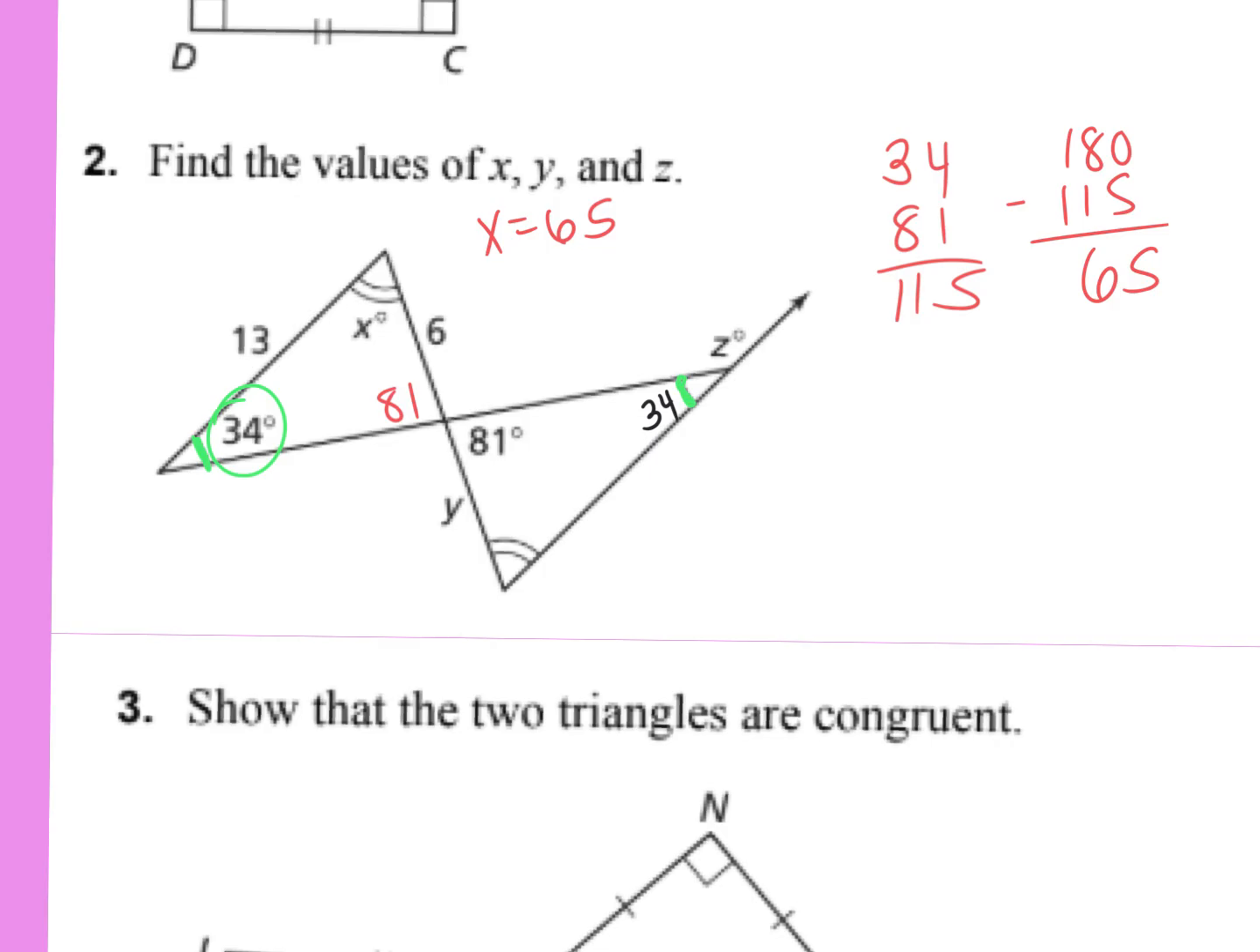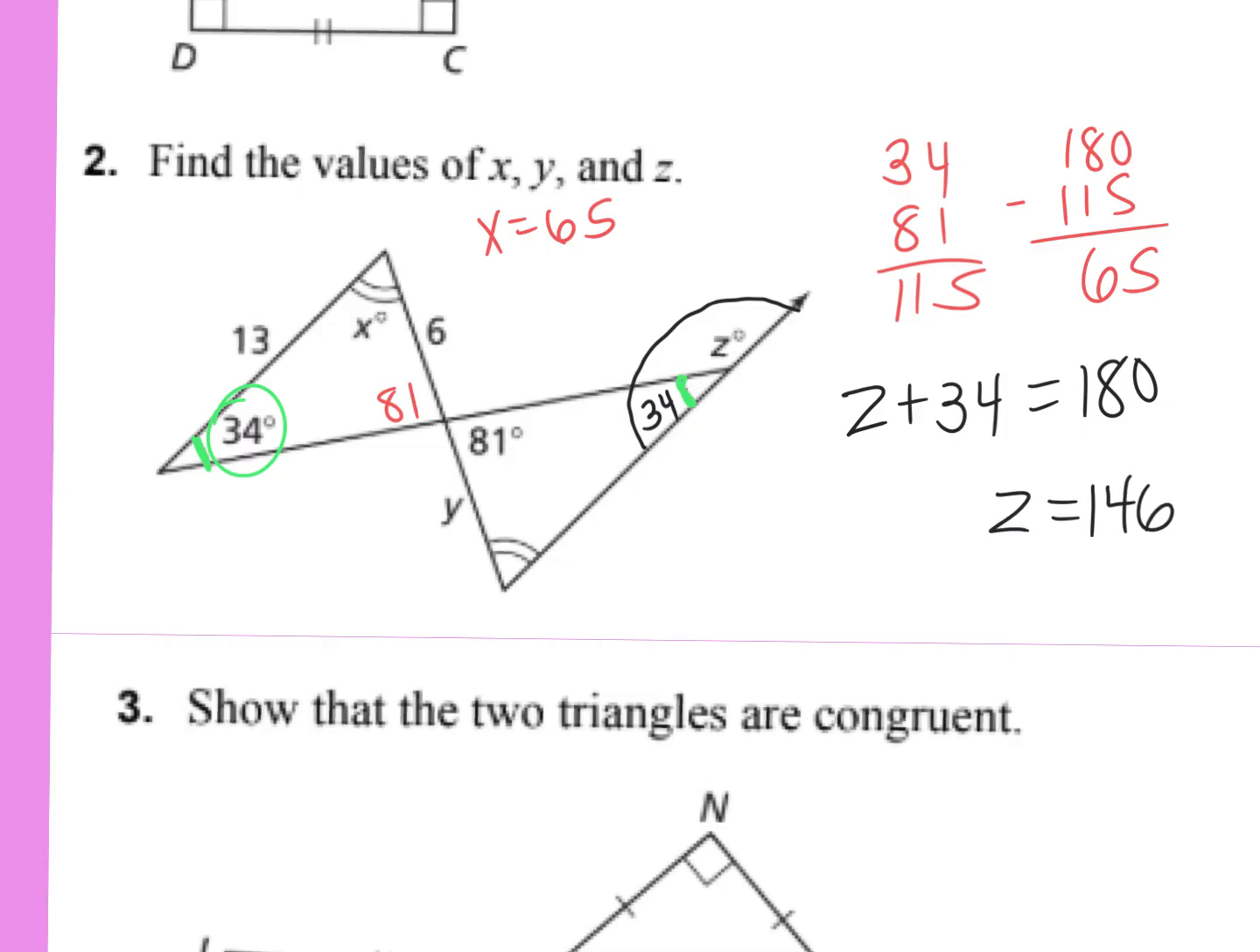What do you notice about this angle here, which we're calling Z, and this angle, which we just said was 34? What do you notice about those 2 angles put together? They make a straight line, which means they add up to 180. So Z, whatever Z is, plus that angle that says 34 is equal to 180. Subtract 34 on both sides, and you get Z is equal to 146.